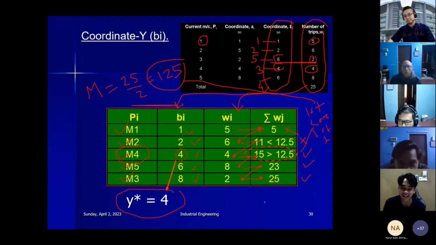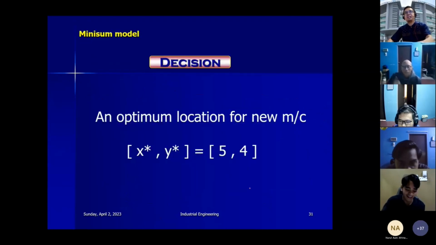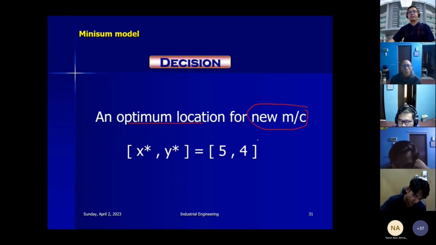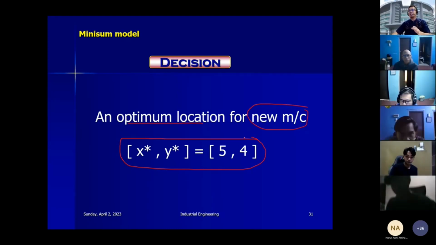Clear? Okay. So therefore, we have found the optimum location for the new machine, X star, Y star, and it will be 5 and 4. This is how we determine the optimal location for a new machine. So please remember, the first one, arrange from the lowest value to the highest value. After that, you will get the first come, first serve, for the values more than our median.